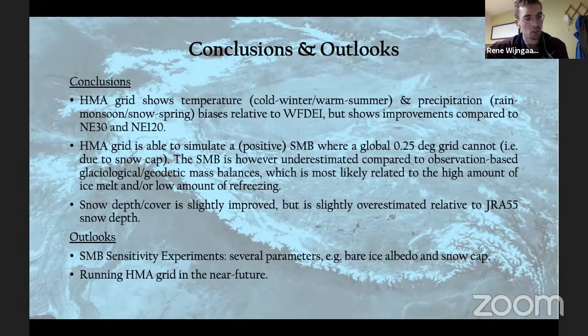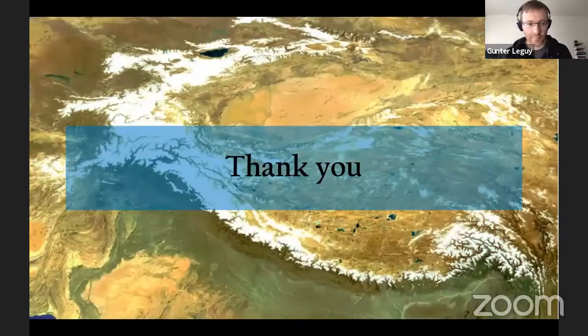As I already mentioned in the outlook, there are some sensitivity experiments we need to do to see which parameters are really sensitive in terms of the surface mass balance, so we can eventually end up with a surface mass balance that is in the range of what is observed. And eventually after that, we have to rerun it again. And then we also plan to run the high mountain Asia grid in the near future. That was my presentation. Thank you.